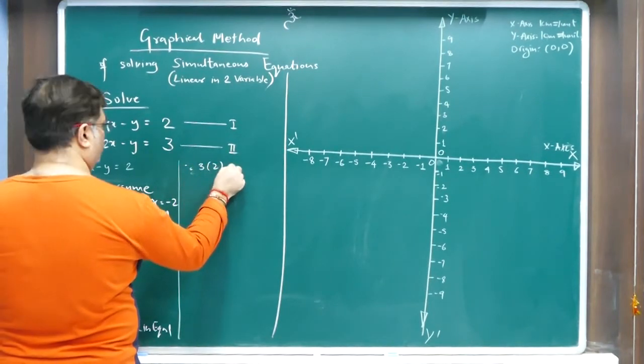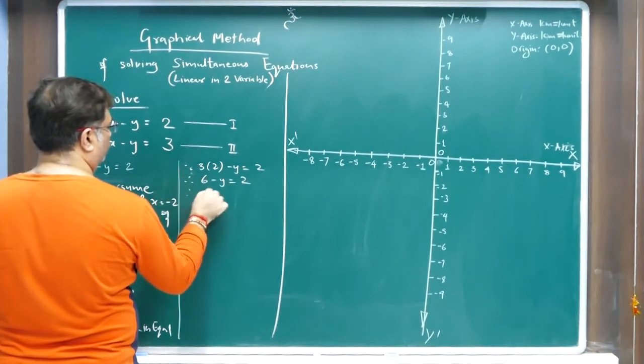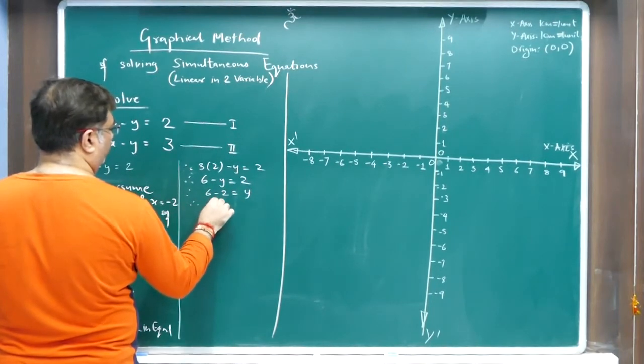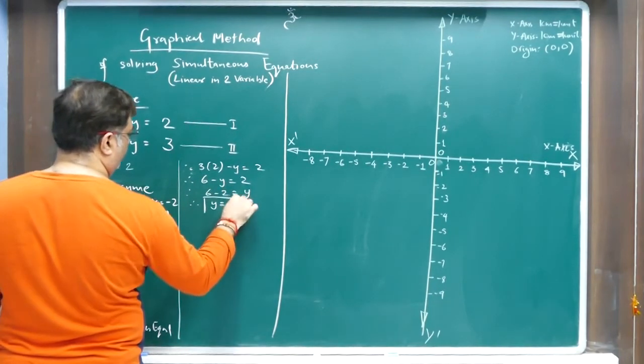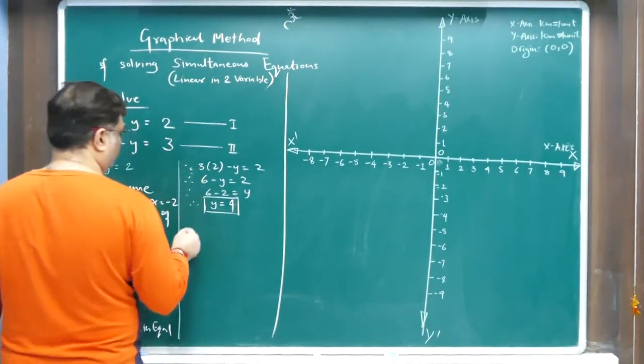We get, therefore, 3 into 2 minus y is equal to 2. So 6 minus y is equal to 2. So 6 minus 2 is equal to y, and y is equal to 4. So you got the second value. Now let's get to the third value.